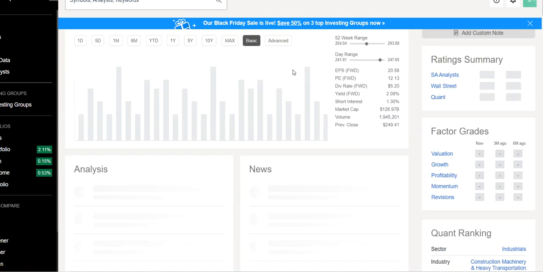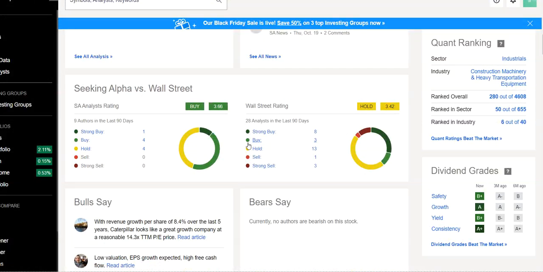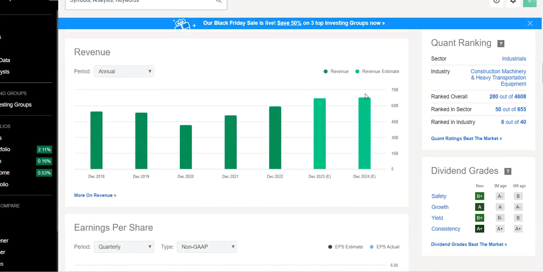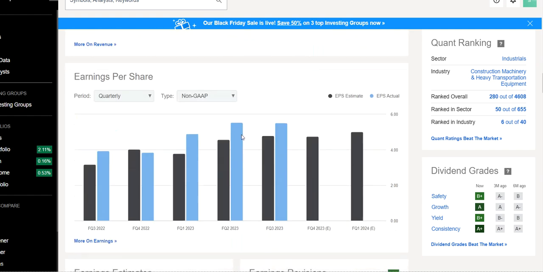Now, if we look at the graphs here, okay, as you can see, from just over $59 billion to $67 billion expected in 2023, December this year, and then after that, $68 billion. So $59 to $67 billion to $68 billion. So this is actually headed in the right direction.